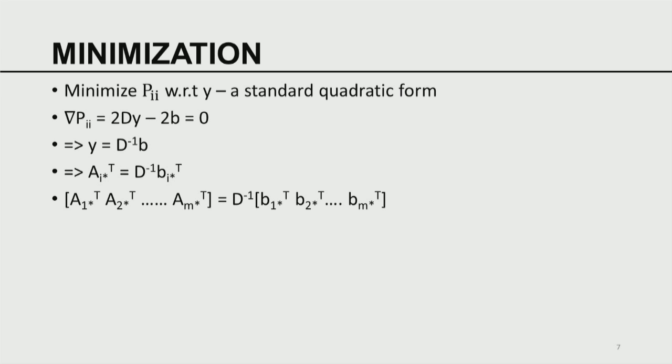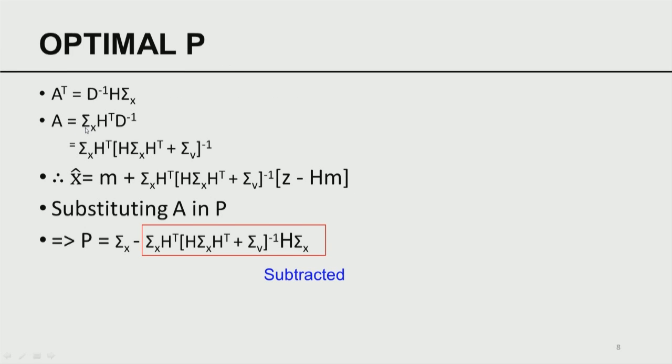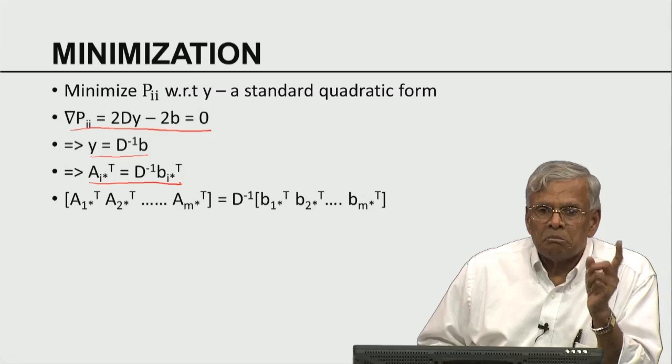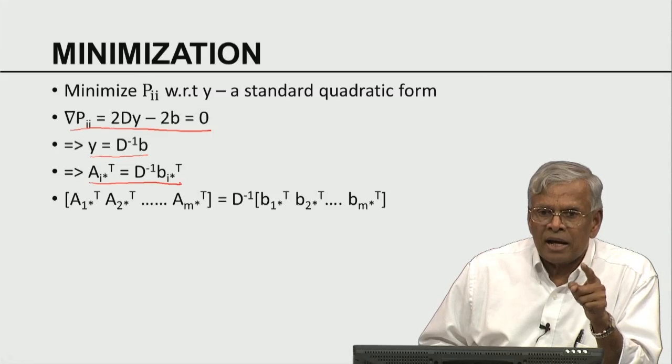We compute the gradient. The gradient in this case is given by 2Dy minus 2b. Therefore, the optimal y is given by D inverse b. I change the notation back to A. So this is going to be equal to Ai star transpose is going to be equal to D inverse bi star. And please remember b is related to sigma x H.